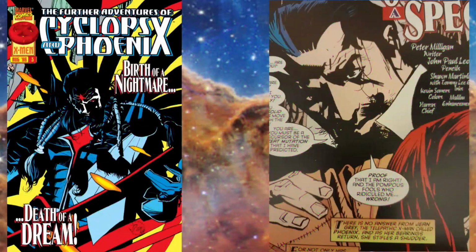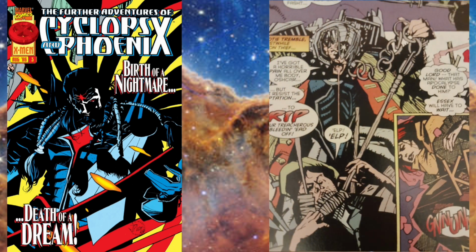Today we're going to talk about the further adventures of Cyclops and Phoenix, issues 3 and 4. Here we get the origins of one of my all-time favorite villains, Mr. Sinister. The story is written by Peter Milligan, and we have art by John Paul Leon.